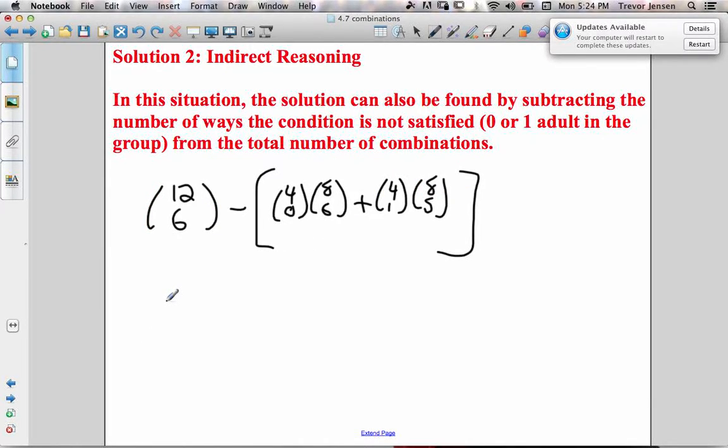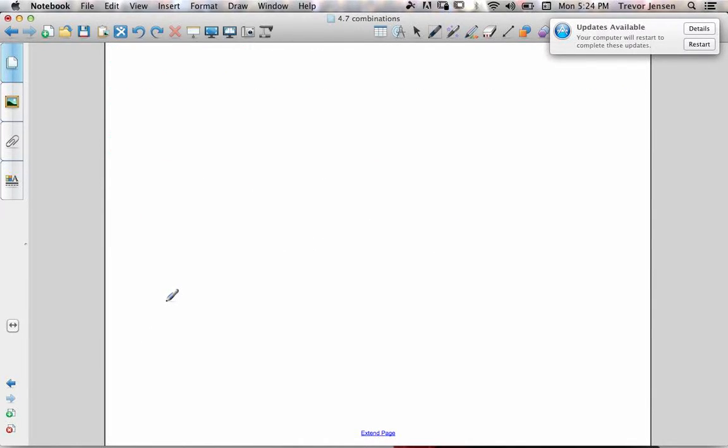Okay, so that's it for this lesson. That's it for permutations and combinations. Remember, use the formula for permutations when the order of the objects matters, and use the formula for combinations when the order of the objects in the group does not matter.